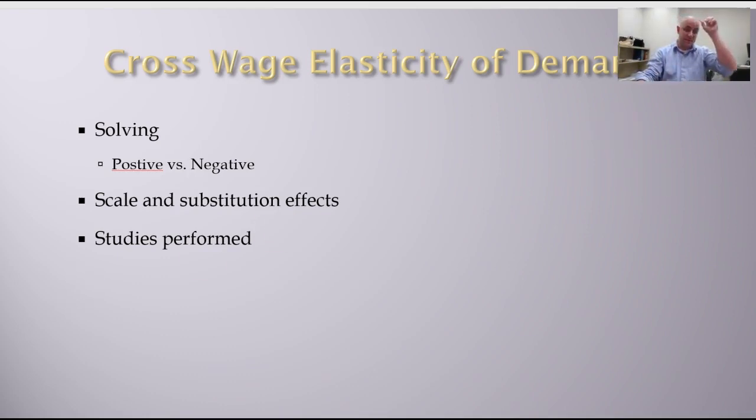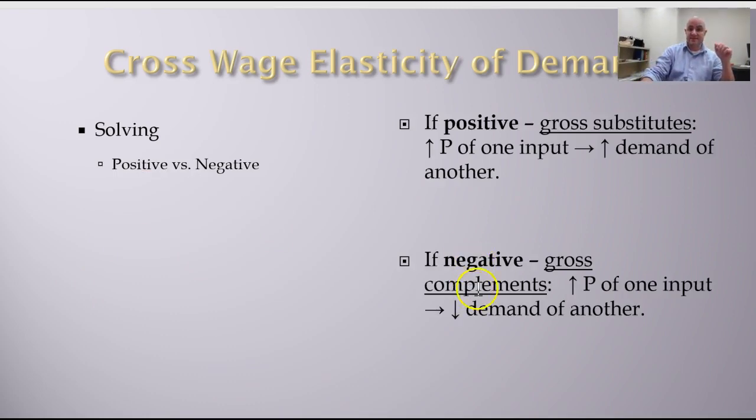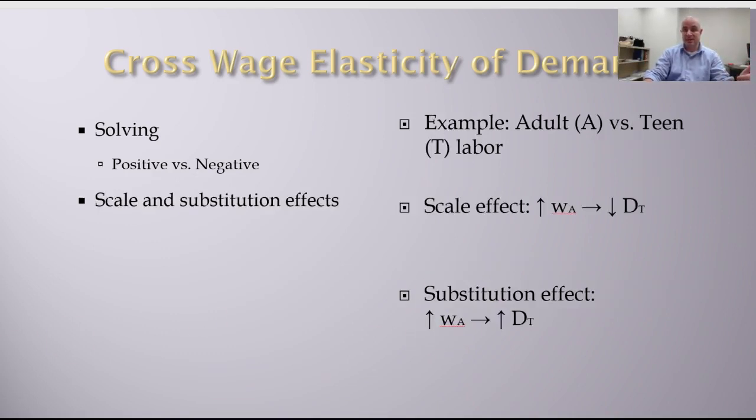Again, gross complements means that if the price goes up for one, the demand for the other goes down. So if the wage of skilled workers goes up, you would expect the demand for capital to go down, and that's because the scale effect is going to be large there. And so that's why skilled workers are more likely to be complements with capital.